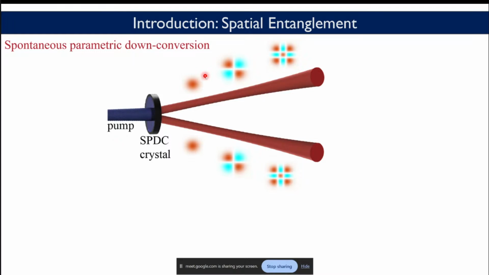If I can represent a joint state of signal and idler in this manner, that's also a way of representing spatial entanglement. The catch is that I cannot represent the joint state as the state of the signal times the state of the idler, because these are represented in a sum. So that's another way of representing entanglement, and that's a basic introduction to spatial entanglement.